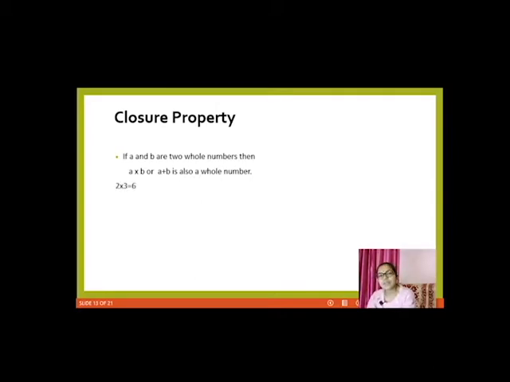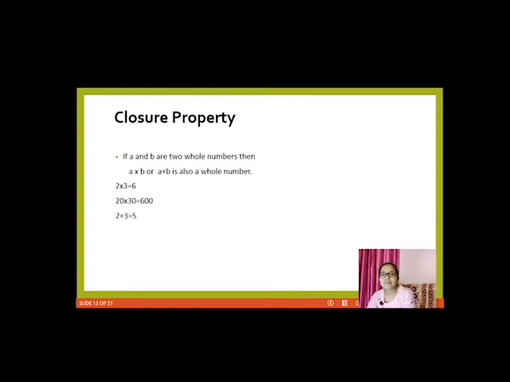So 2 and 3. When you multiply 2 and 3, you get 6. Is 6 a whole number? Yes. And take one more example, 20 and 30. The answer is 600. It's a whole number. Yes. So this is known as closure property. When you find the product of any two whole numbers, you will get an answer that will also be a whole number.